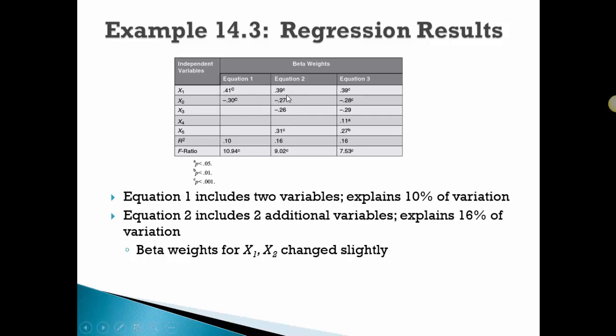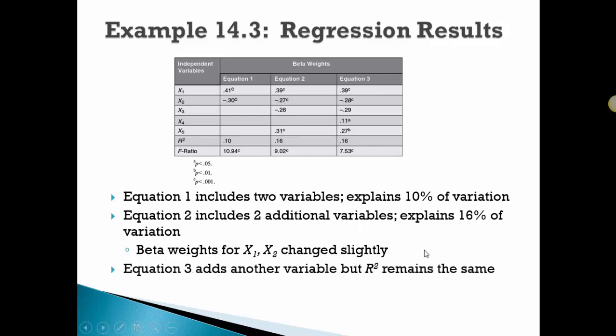The beta weights changed. Now these are all beta weights here. The beta weights on the initial variables changed a little bit. And we notice we still have significance here, and X5 is also significant and has a coefficient in the same range as the other two variables here. Then equation 3 adds yet another variable, which is actually significant, interestingly enough, which is X4, the accessibility. But the R squared hasn't changed.